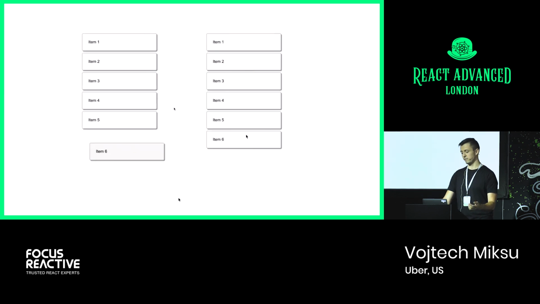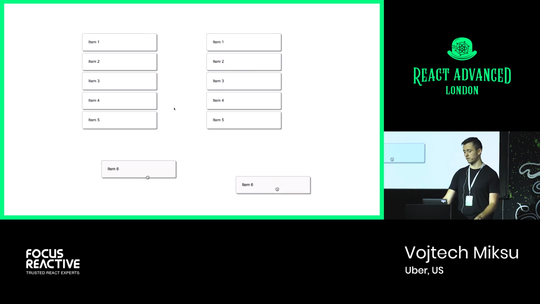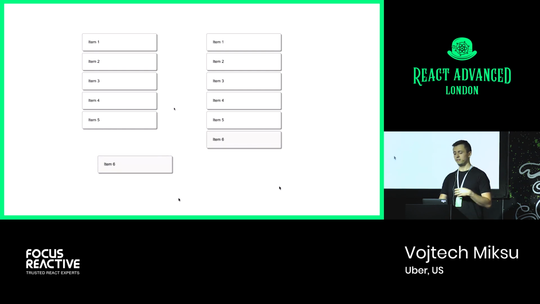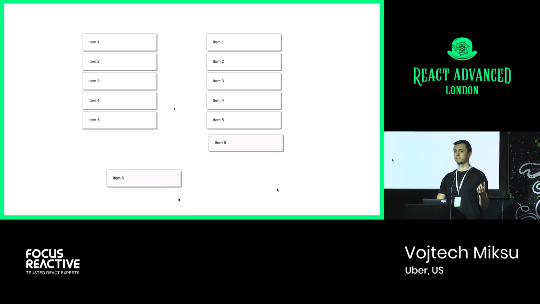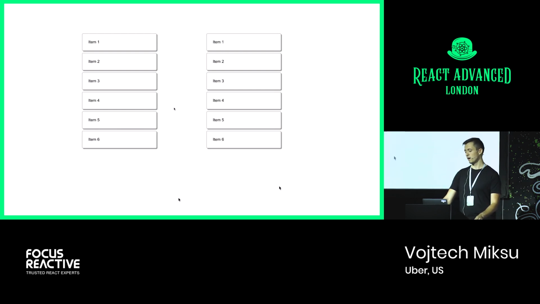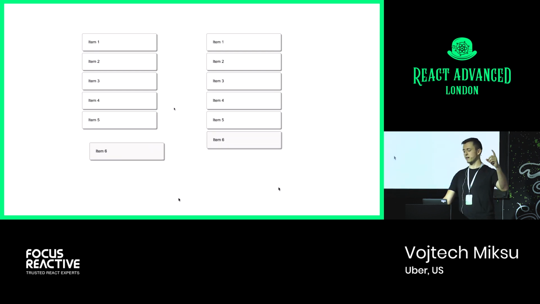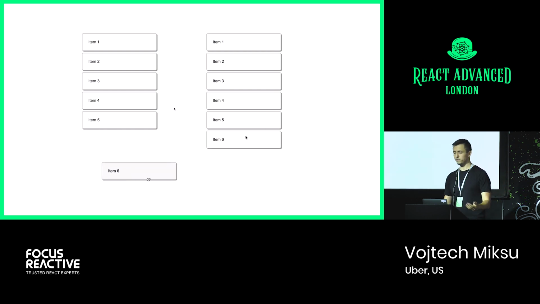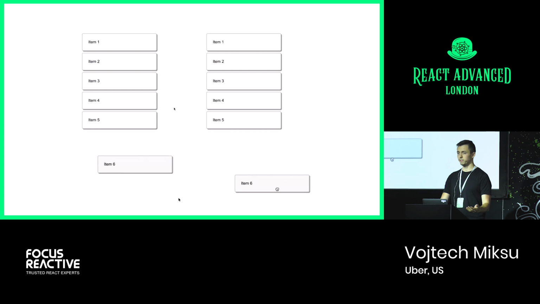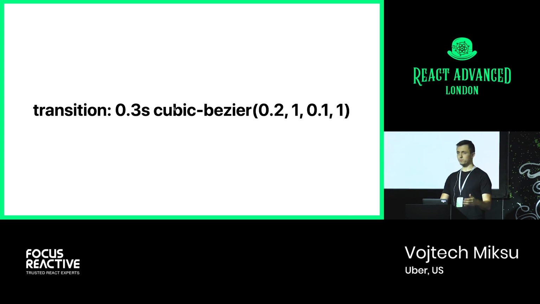If we slow down this thing, we can also discuss different timing functions. On the left side, it uses a linear timing function. So the item flies back at a constant speed. On the right side, it starts very quick, and then it slows down at the end. And that feels more natural. How to do this? The transition property has a second argument where you can pass a timing function. And with cubic Bezier and a little bit of math, you can define any timing function you want.